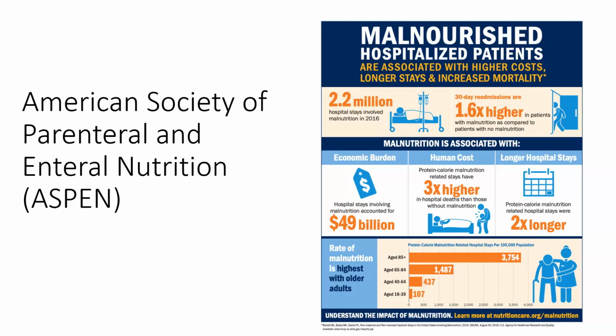ASPEN defines malnutrition in hospitalized patients as a very serious health issue associated with higher cost, longer stays, and increased mortality. Malnutrition is associated with huge economic burden, higher human cost, and longer hospital stays. The rates of malnutrition are the highest in our older patients.